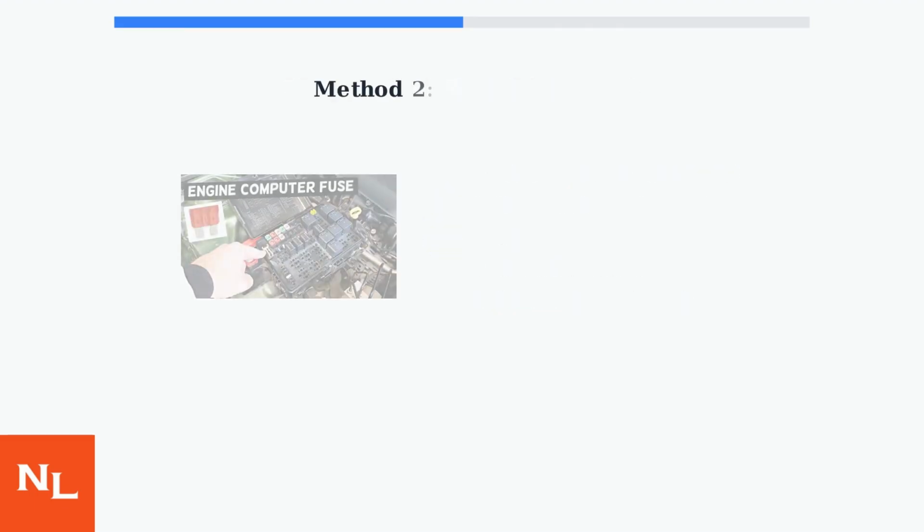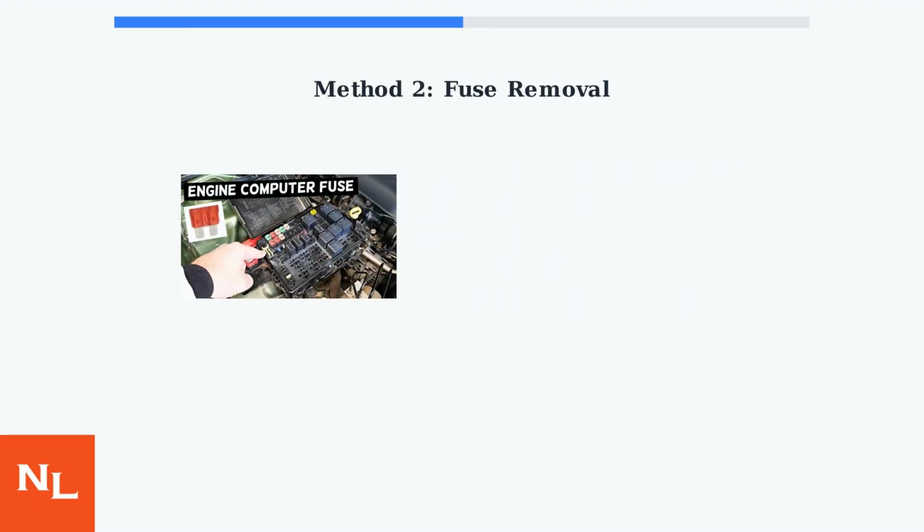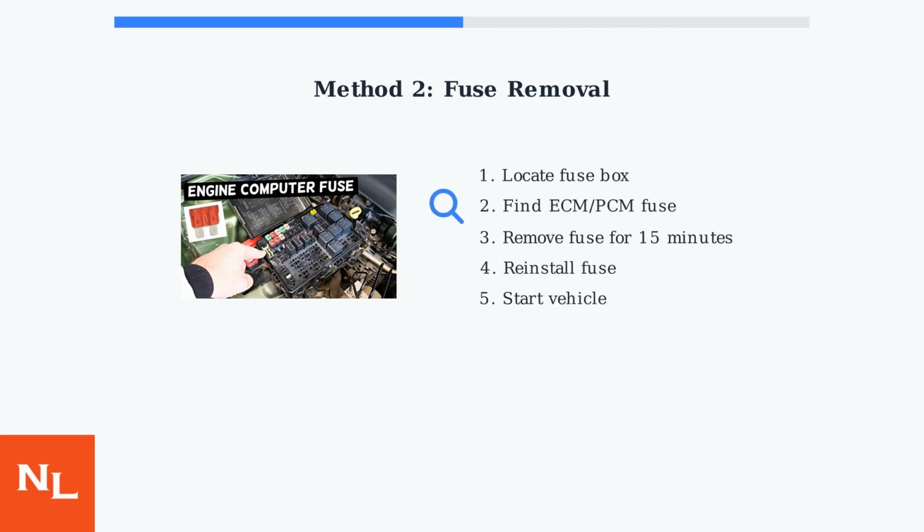Method 2 involves removing the engine computer fuse. This approach targets the specific fuse that controls the engine management system. Locate your vehicle's fuse box and find the ECM or PCM fuse. Remove this fuse for 15 minutes, then reinstall it and start your vehicle.